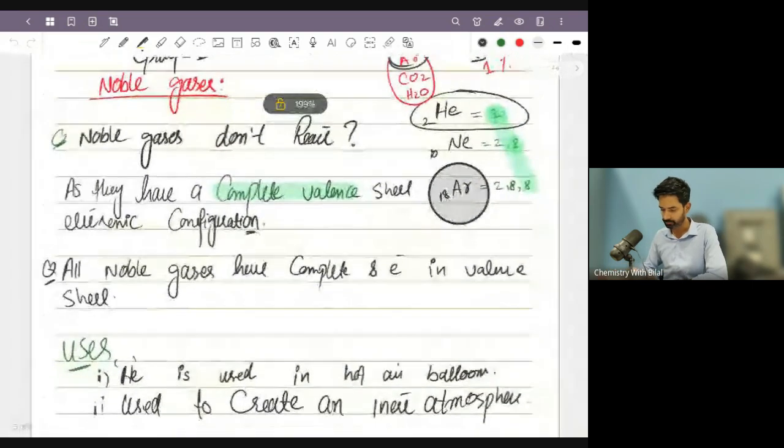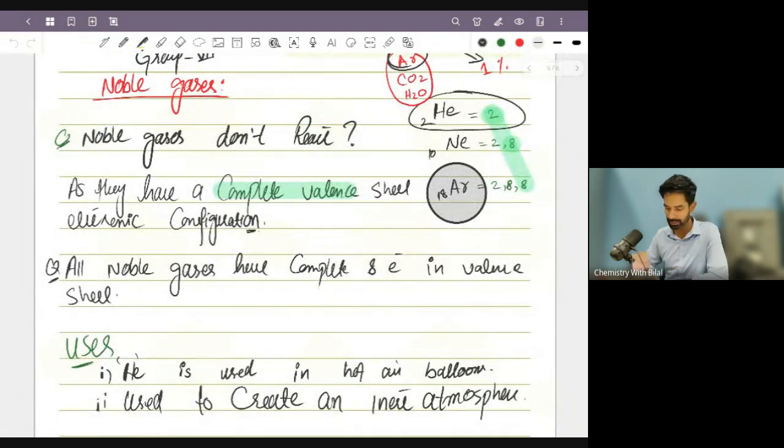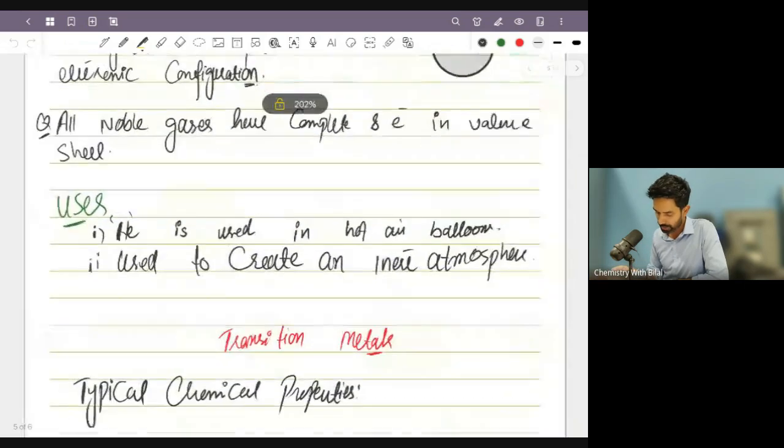And then we did something about noble gases. They are noble. They are zero group. They don't react because they are noble. They don't react because their valence shell is already full. They have a complete outer shell electronic configuration.